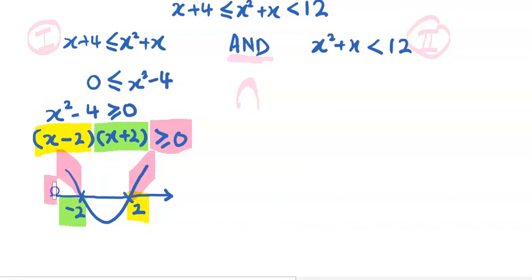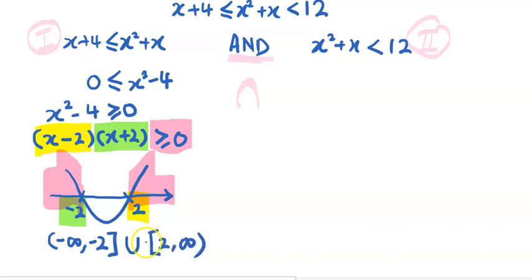The corresponding x values will be, for the left-hand part, −∞ all the way until −2, and the other one from 2 until ∞. If I write the answer in interval notation, I have (−∞, −2], with a closed bracket because I have the equal sign, union, the other part, [2, ∞). So this is the solution for case number 1.